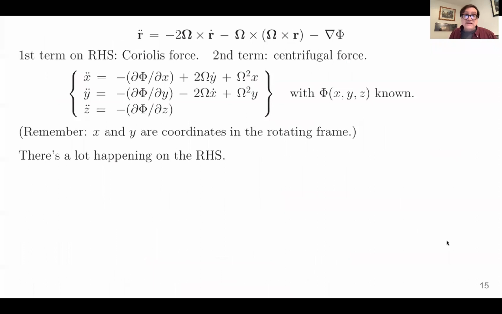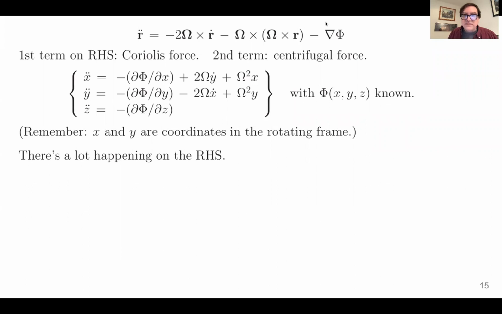It actually turns out to be easier to write these out in Cartesian coordinates. If we define the z-axis as the rotation axis, then the xy plane is the plane in which the m1, m2 binary is rotating. So the left-hand side is just the second derivatives of x, y, and z coordinates, remembering that x and y are coordinates in the rotating frame. Z doesn't care about that.